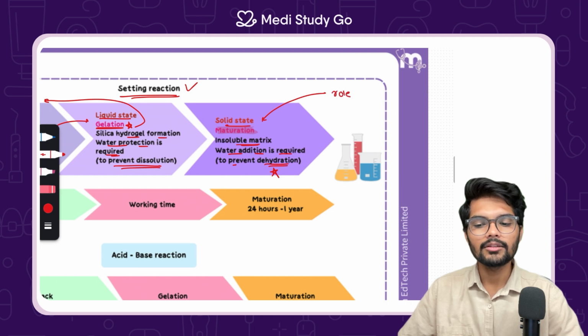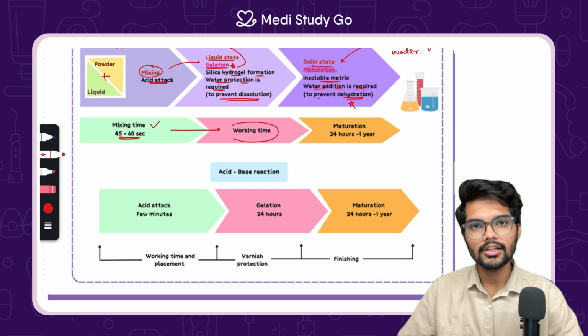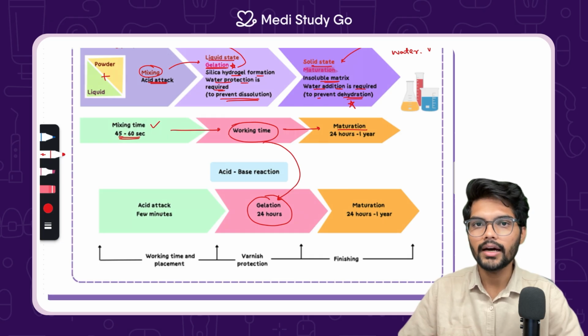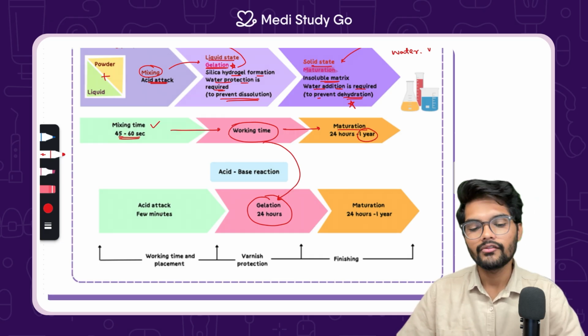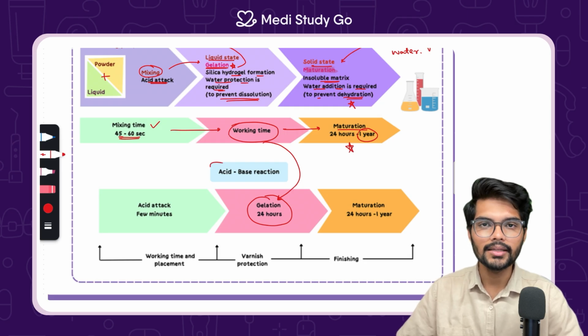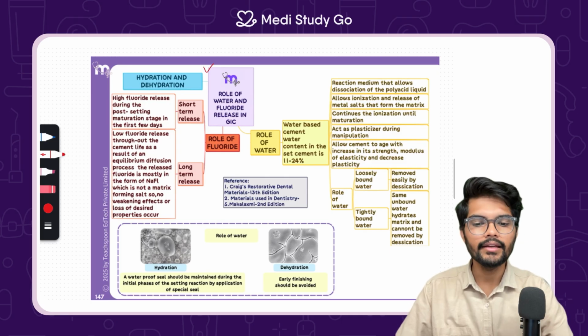So the mixing time is about 45 to 60 seconds, followed by the working time or the gelation phase, and then it is followed by the maturation phase, which is about 24 hours to 1 year from the restoration. And like we studied, this is going to be an acid base reaction. Now let us go through the role of water and fluoride in GIC.